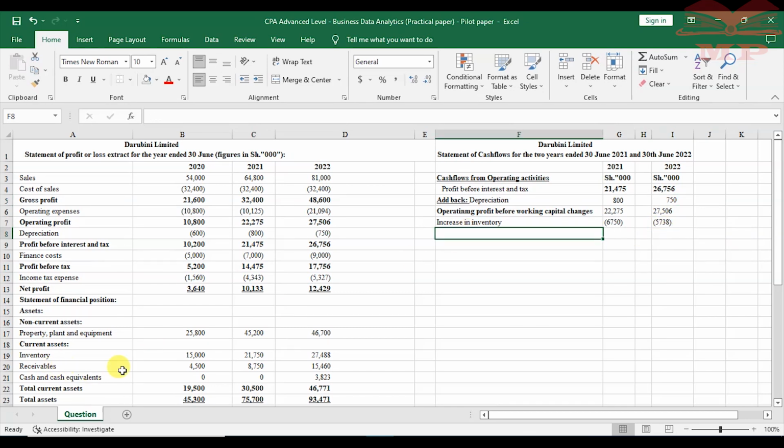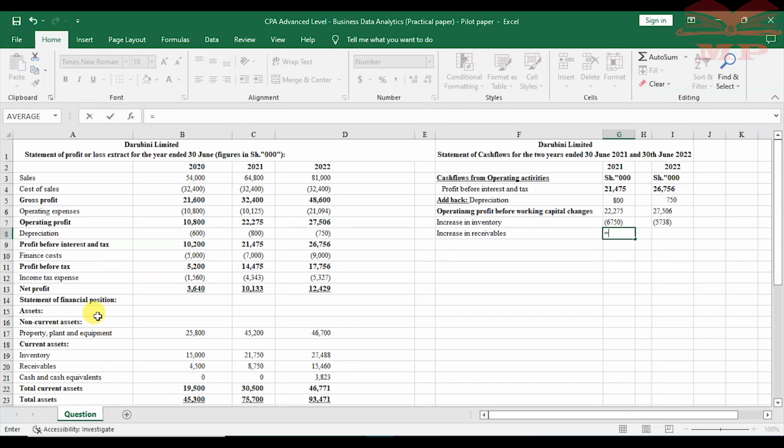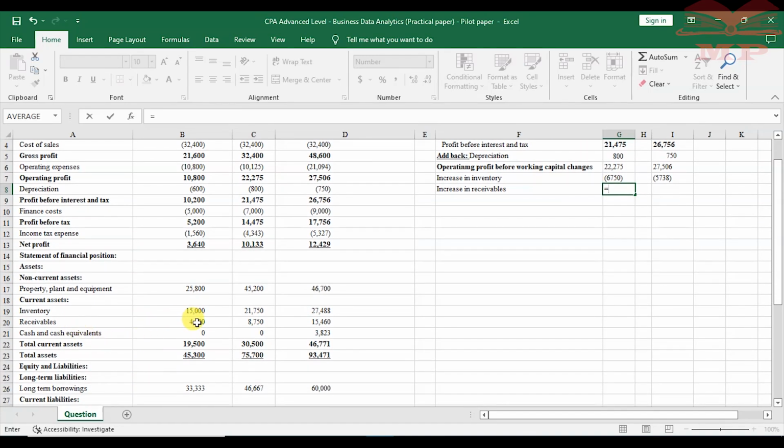Then there is also receivable. It's also increasing. So we also have increase in receivables, equal sign. Now receivables are increasing from this cost minus this. So that is increase in receivables. On the other side, receivables is increasing from 8750 cost minus 15,460. And that one gives you that increase in receivables.